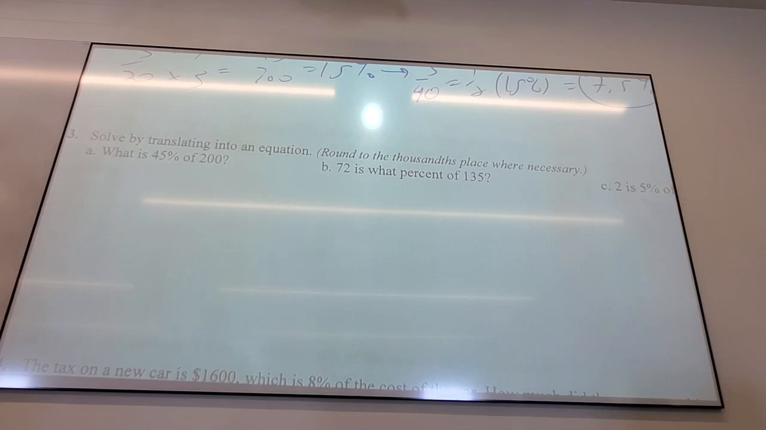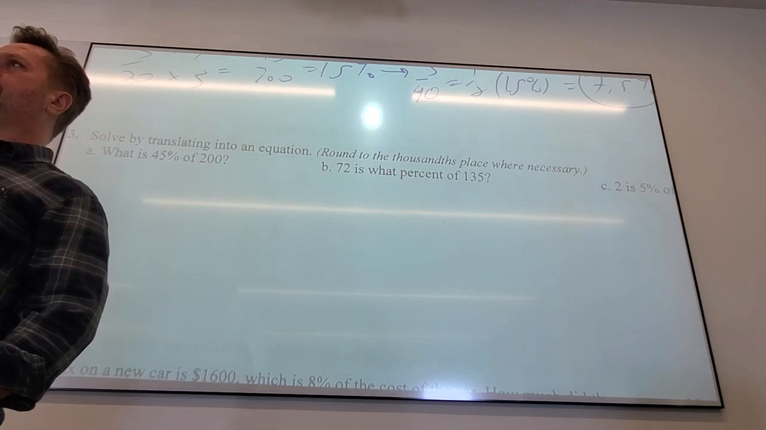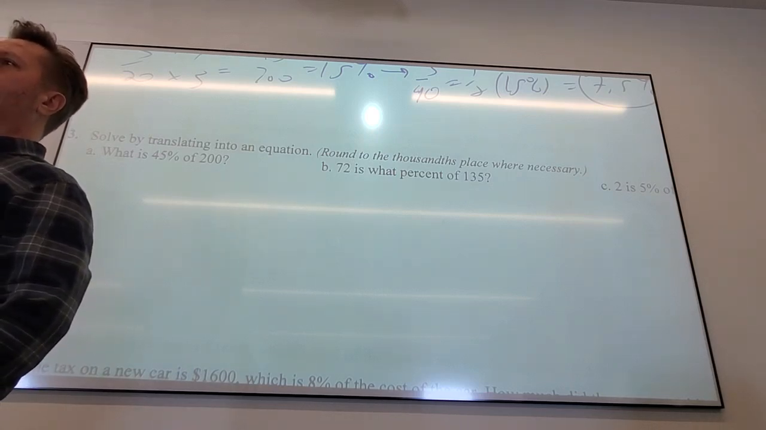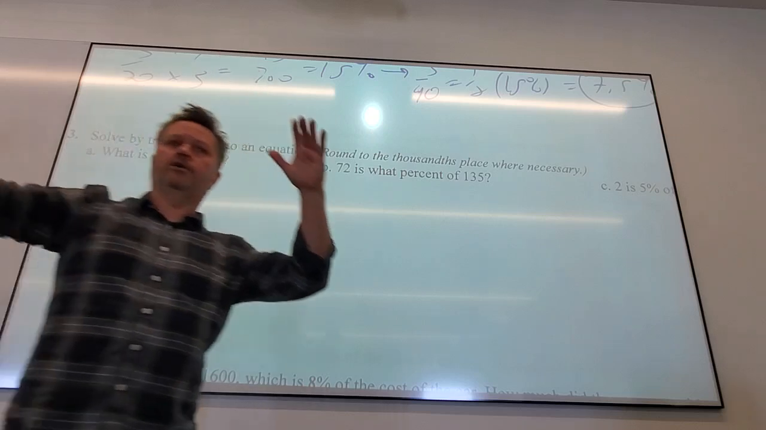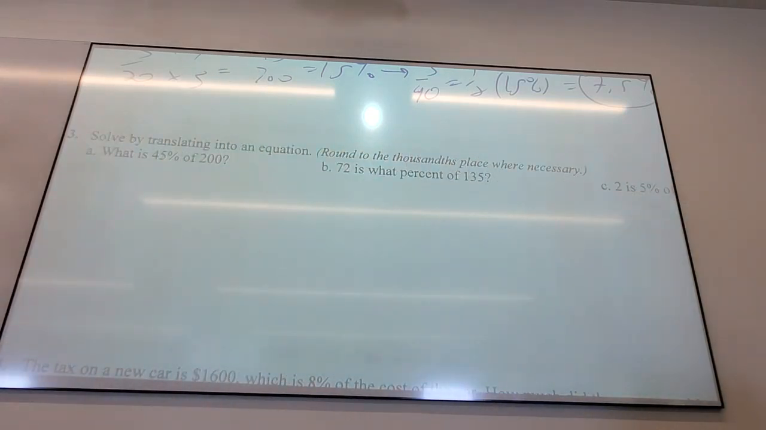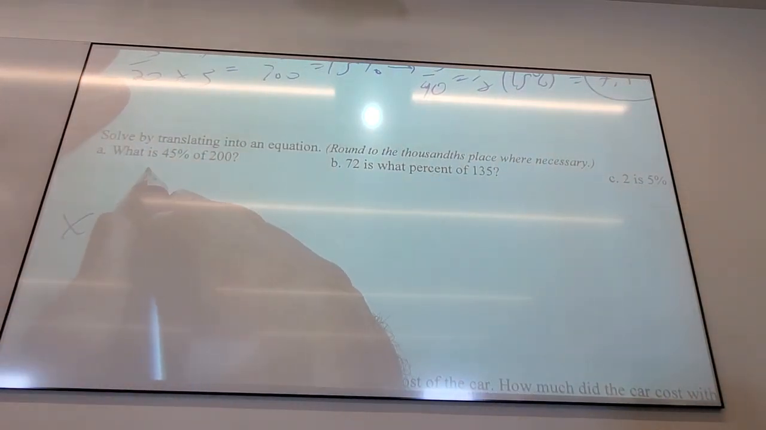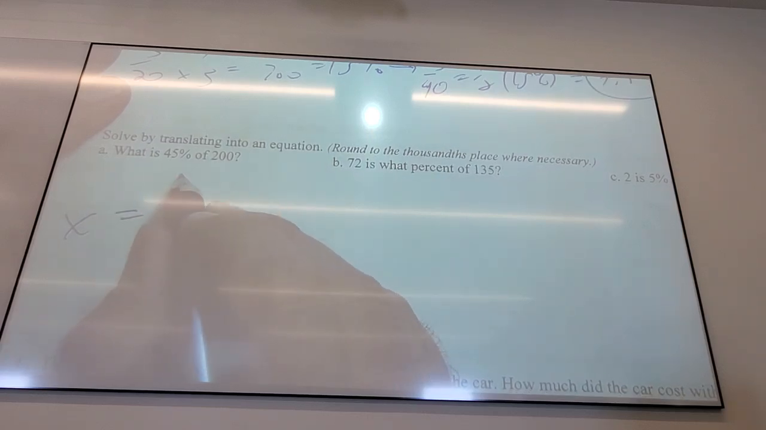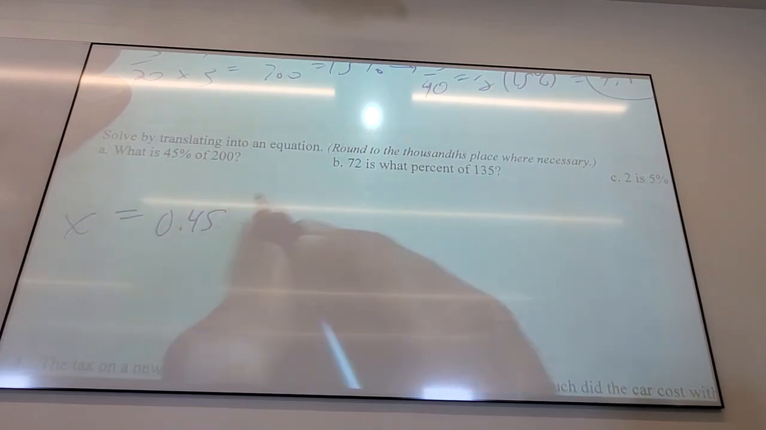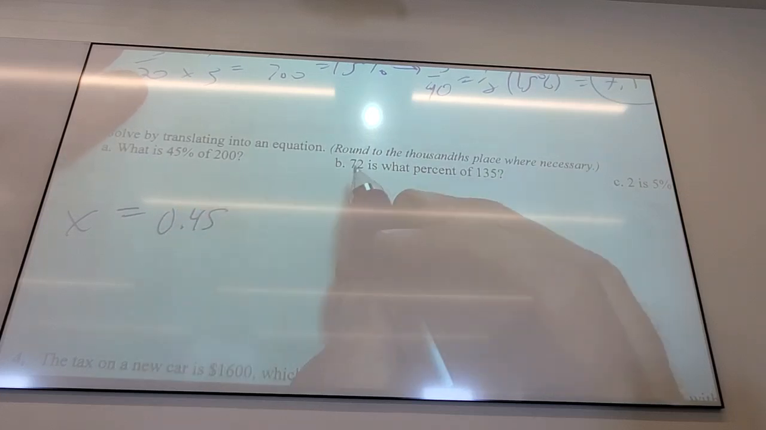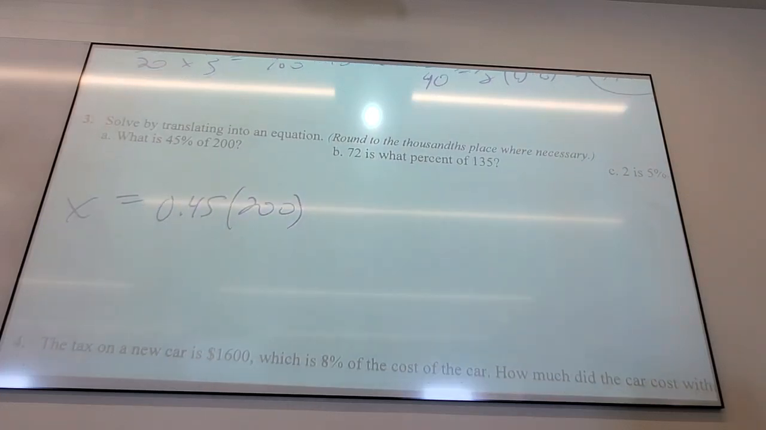Instead of doing "is over of," which you can argue is an equation, you can translate straight up, word for word. For example, the first one is: what is 45% of 200? When you see the word "what" in algebra, we don't know what it is, so we call it X. "Is" is equals, 45% is 0.45, and "of" means multiply. So that is translated from English to Mathish, straight. And then you just have to do what that says, right?